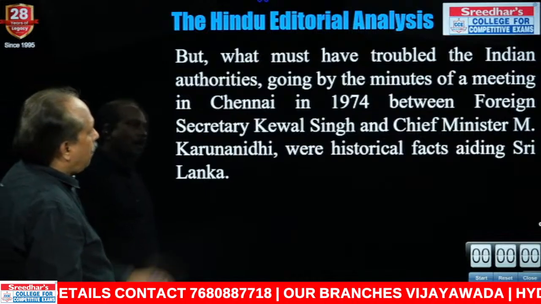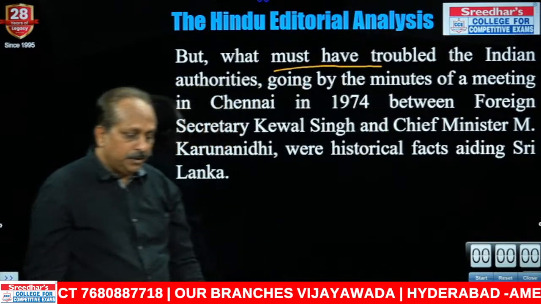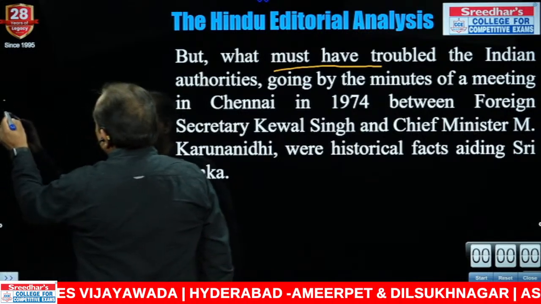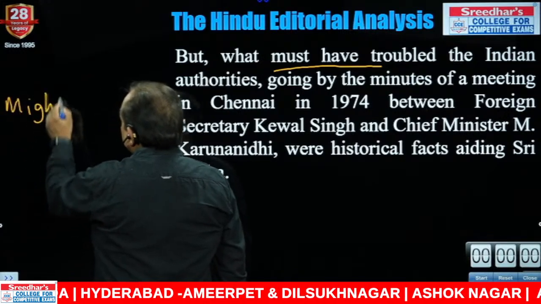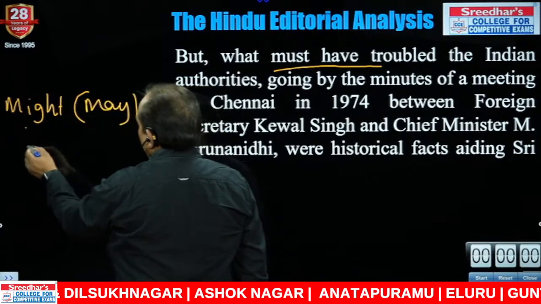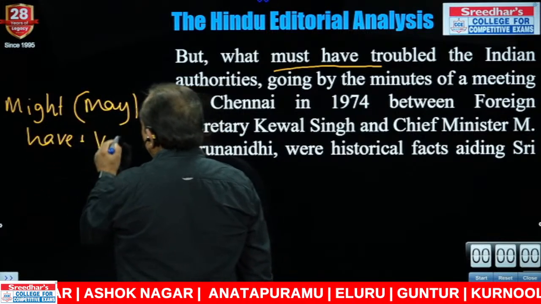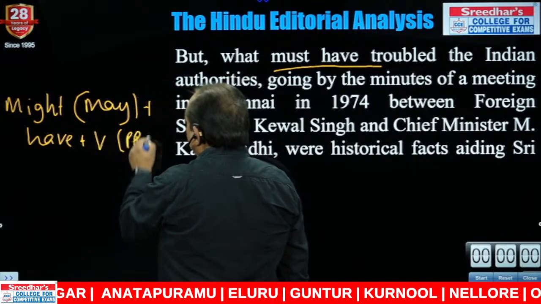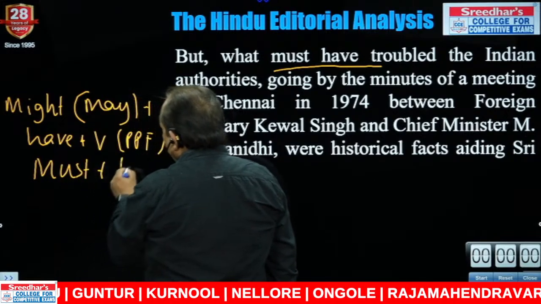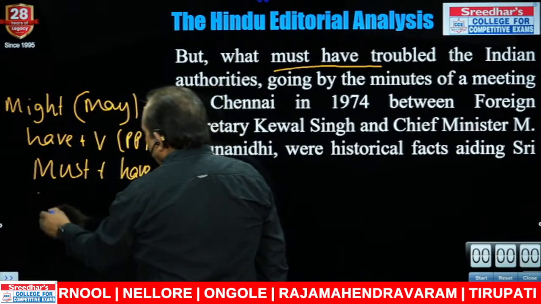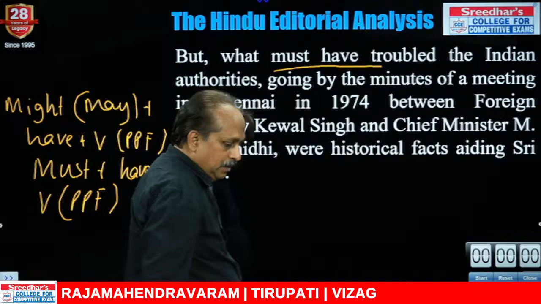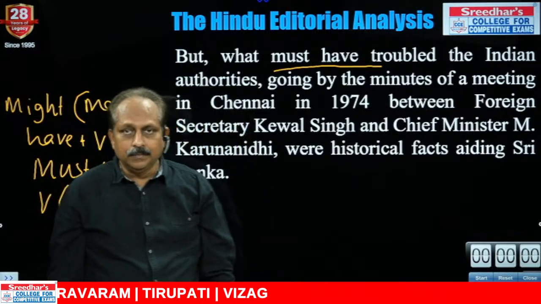But what must have troubled, you have to listen very carefully to this particular part, must have troubled. There are two sentence patterns. One, might plus have plus verb past participle form; between the two we prefer might. Another pattern, must plus have plus verb past participle form. Might have, must have, plus verb.